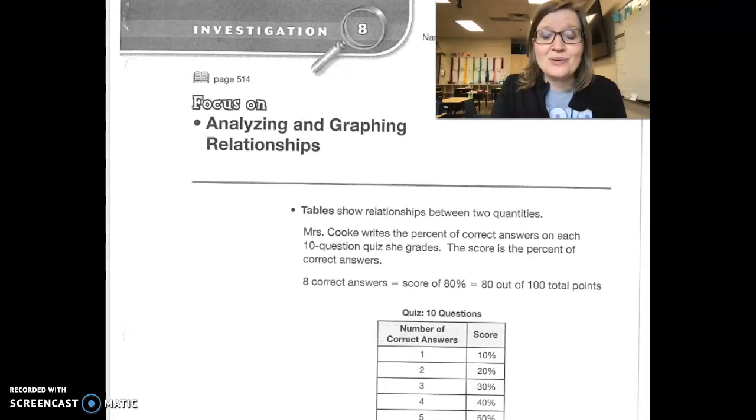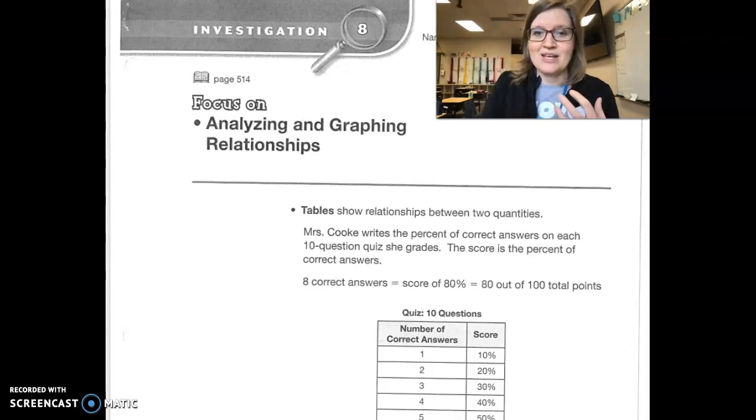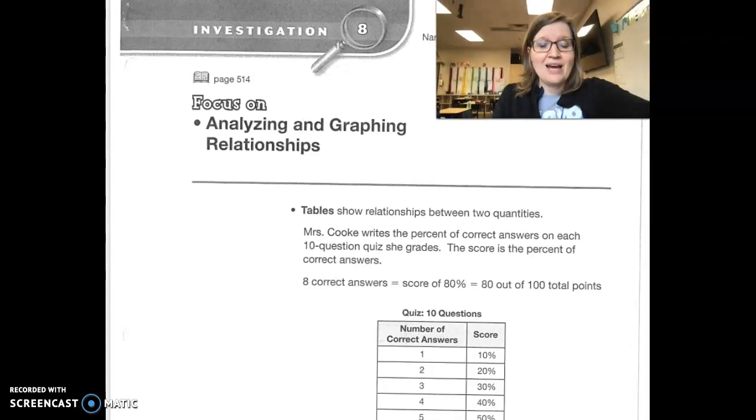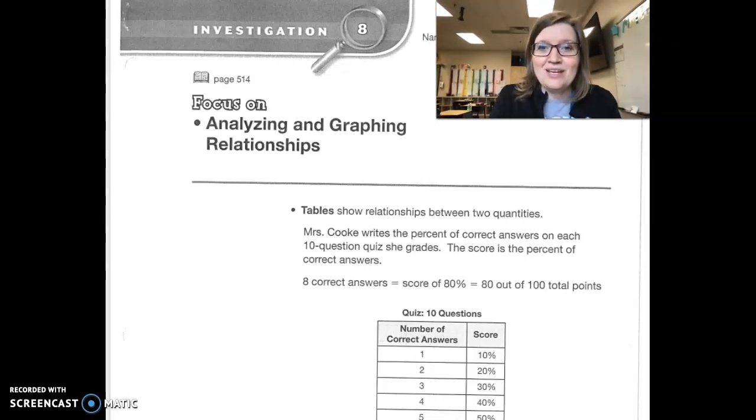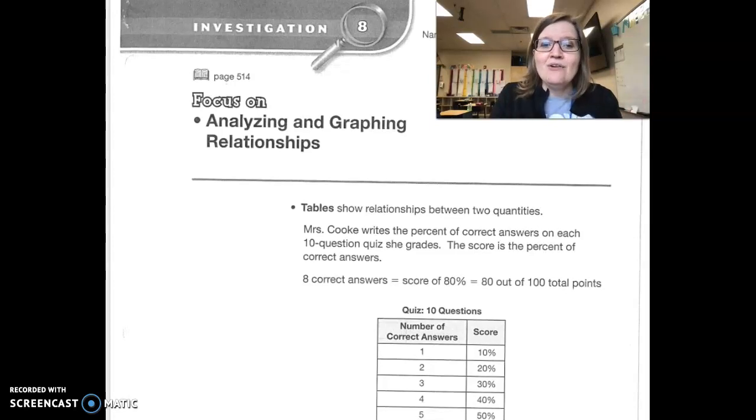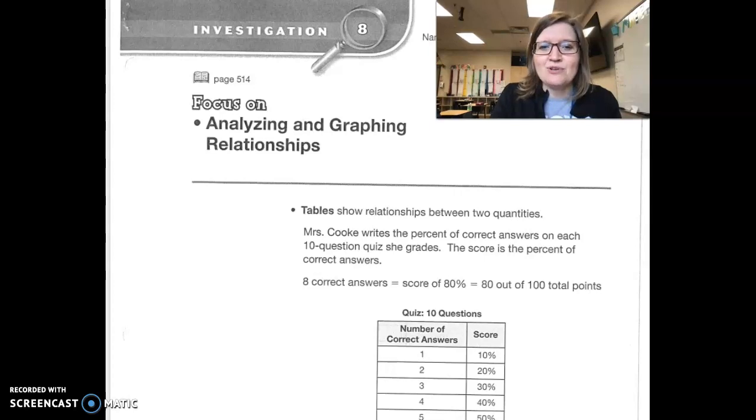Hi, today we're doing Investigation 8, which is analyzing and graphing relationships. I love to see how math relates to one another, and how when you have graphing, you can see the numbers in a very visual way. And it's really helpful for making decisions, it's helpful for seeing patterns, and it can be helpful for figuring things out. So let's begin. First off, we've talked about tables.